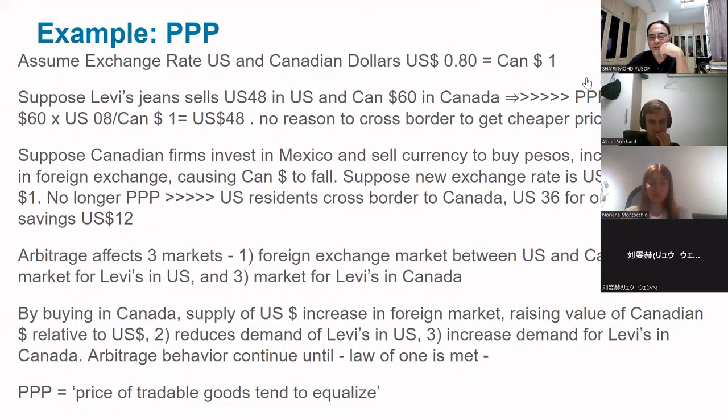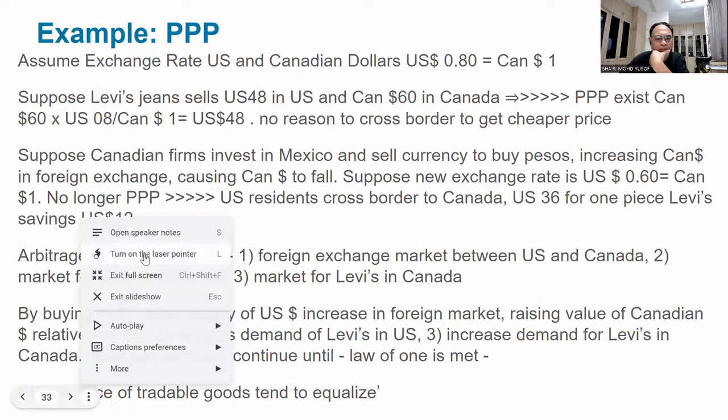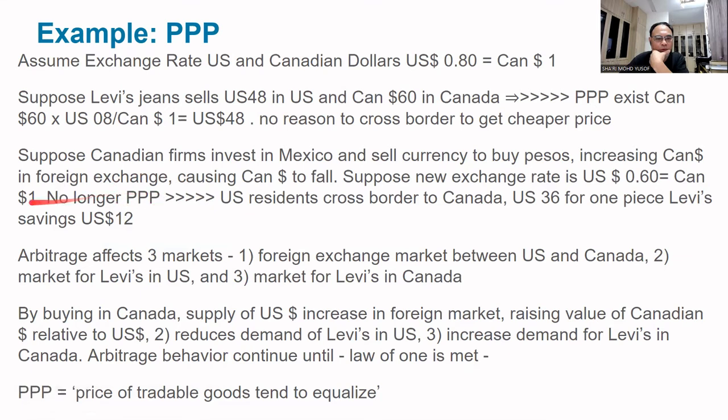You're right. So when this happens, it is no longer parity. There is no longer PPP, because a US resident can cross the border and buy one piece of the device for US $36. You can convert that, saving the person $12. So the arbitrage affects these three markets.